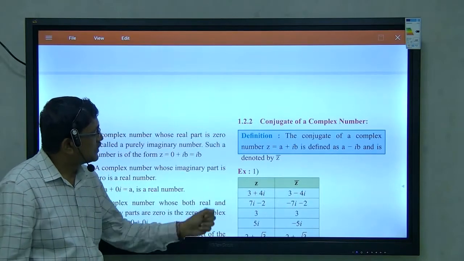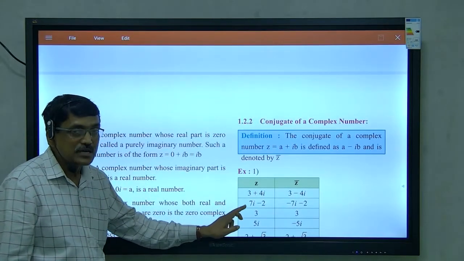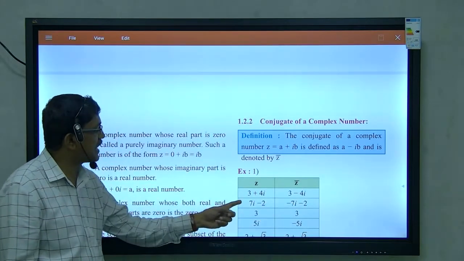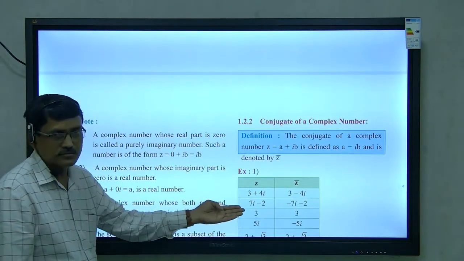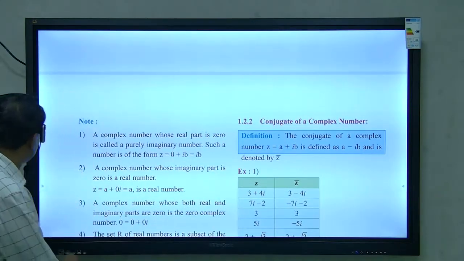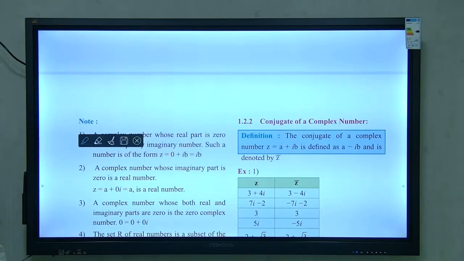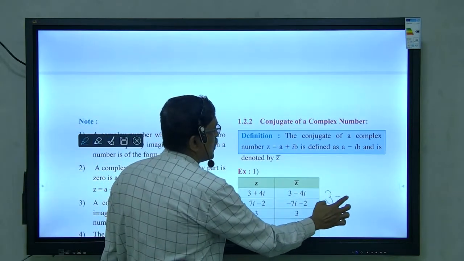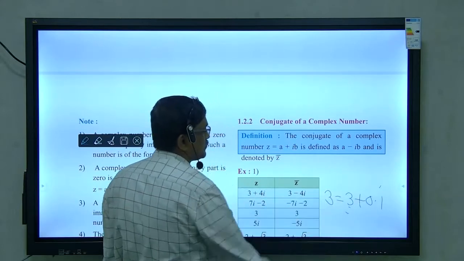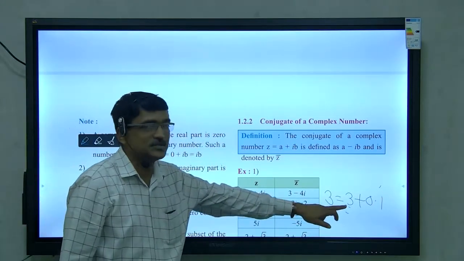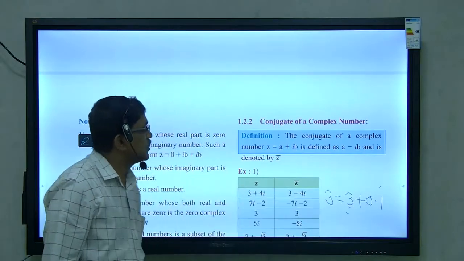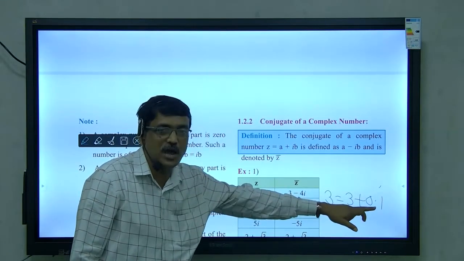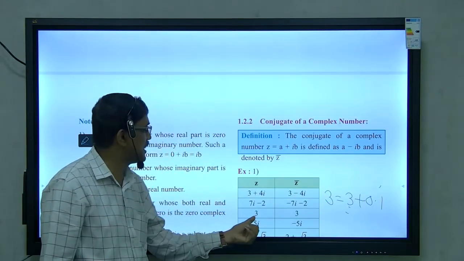7i minus 2, see, change the sign of 7i only: minus 7i minus 2. See here, the sign is plus 7i, make it minus. Only 3: 3 can be written as 3 plus 0i. See, what is the real part? It is 3. Imaginary part 0. So, how to write its conjugate? Simply change plus into minus. So, 3 minus 0i, it means simply only 3. So 3 has conjugate 3.